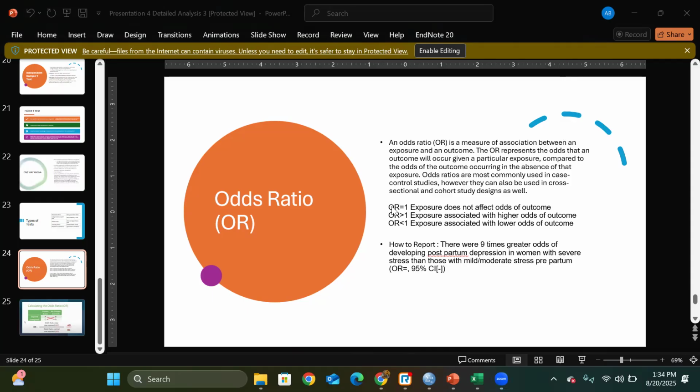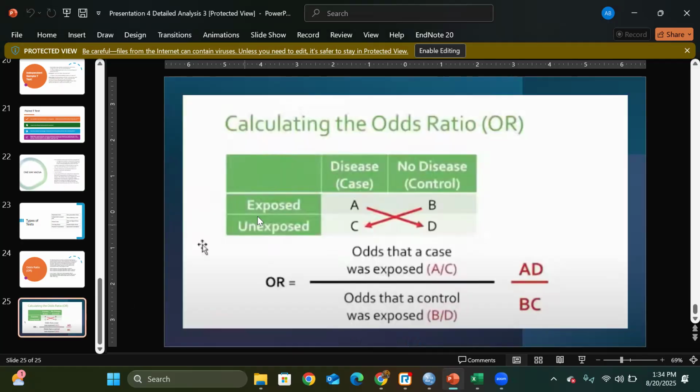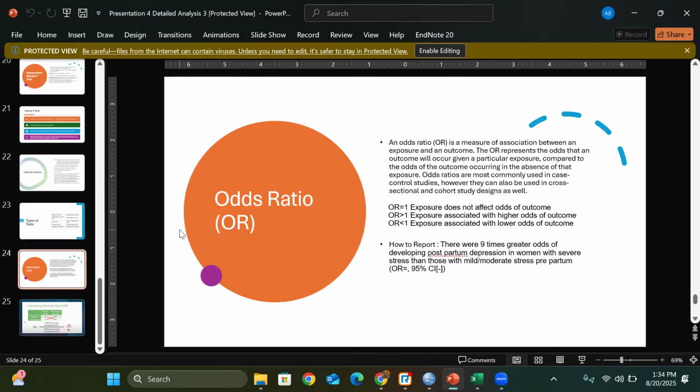Okay, so we have a group like this one: people who smoke, who are exposed, and those who are not smoking, and those who have lung cancer and those who don't have lung cancer. We can calculate their odds ratio. It should be a 2 by 2 table, and it's used in case control studies where we are studying the risk factor and the disease.